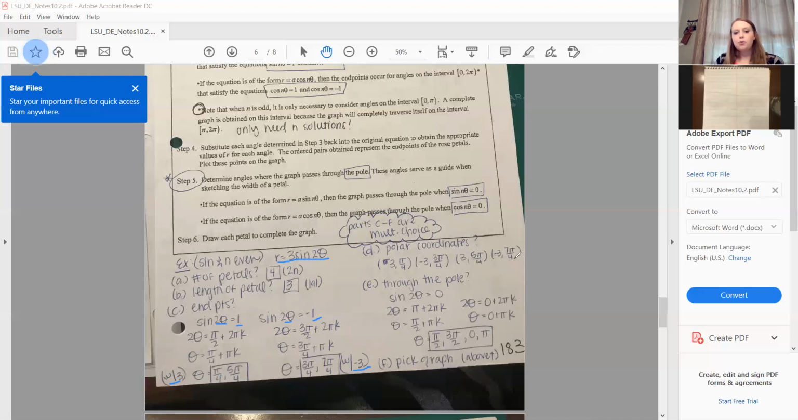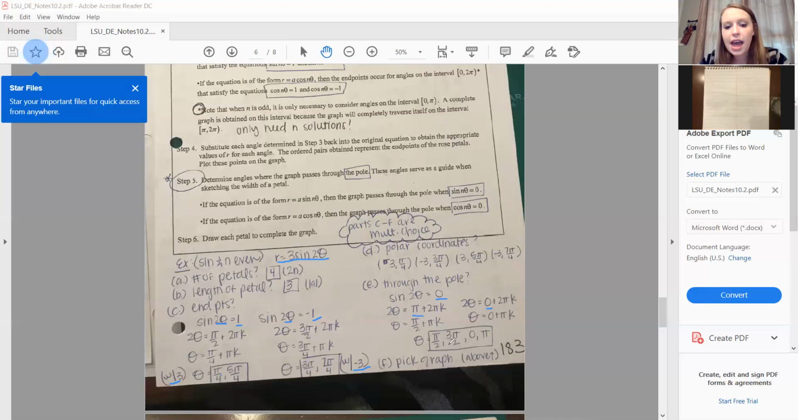Okay, so where does it go through the pole? Because we have a sine problem, we do the same thing, but now the pole is where does it equal 0? So sine is 0 in 2 spots, at pi and at 0. So we did 2 equations. So pi plus 2 pi k divided by 2, we get pi halves and pi. So that gives me pi halves and pi. Okay, 2 theta equals 0 plus 2 pi k divided by 2, we got 0 and pi k. So that gave me 0 and pi. Oh, over here, I'm sorry, I said that wrong. Pi halves plus pi is 3 pi halves. So that actually gave me 4 answers.